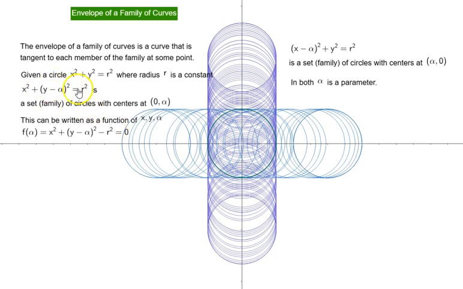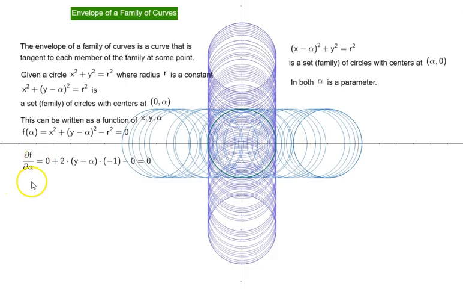Now, as I said, let's take this. This can be written as a function of x, y, and alpha. So f of alpha is equal to x square plus (y minus alpha) square minus r square is equal to 0. So we bring r square to this side. Now, since alpha is changing, we do a partial derivative. So we find the partial derivative of f with respect to alpha. That means except alpha, everything we treat as a constant.